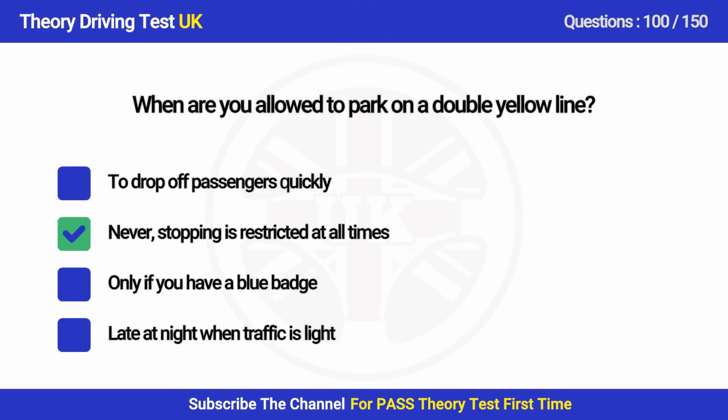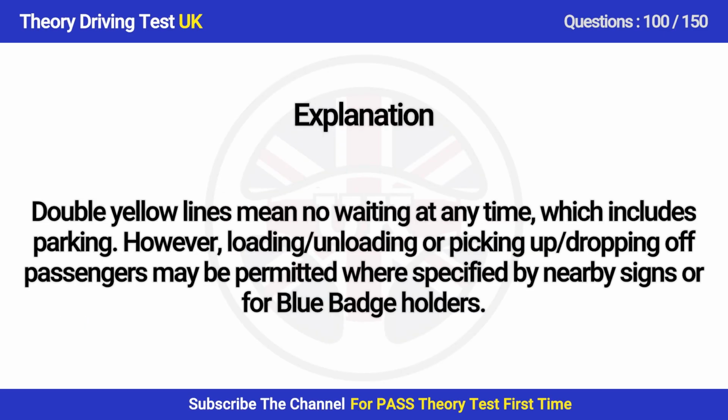Answer is B. Never, stopping is restricted at all times. Double yellow lines mean no waiting at any time, which includes parking. However, picking up or dropping off passengers may be permitted, as indicated by nearby signs, or for blue badge holders.